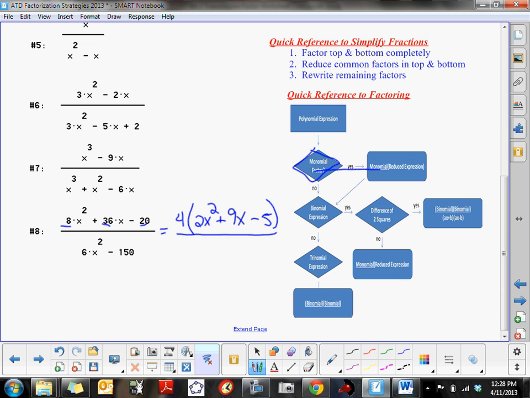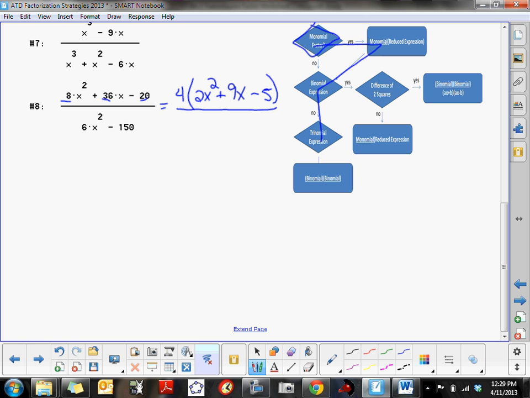So yep, then we come back down here. It's not a binomial, so we're going to go to trinomial. And now we're going to try to factor this into two binomials. Since I'm going to run into that chart, I'm just going to squeeze it and come down this direction with it. So I got 4 times. Now I'm trying to factor this by using the FOIL.